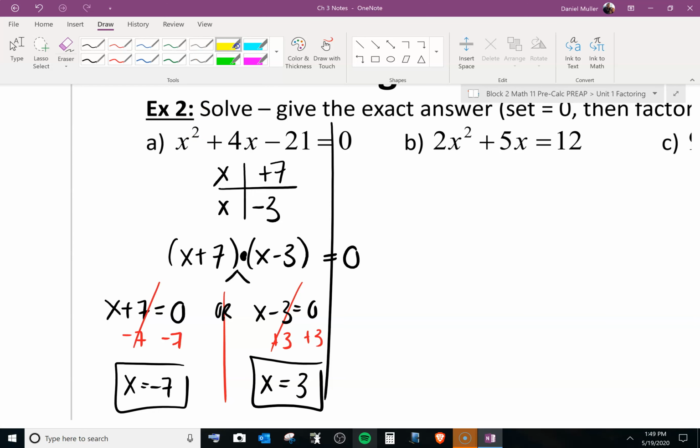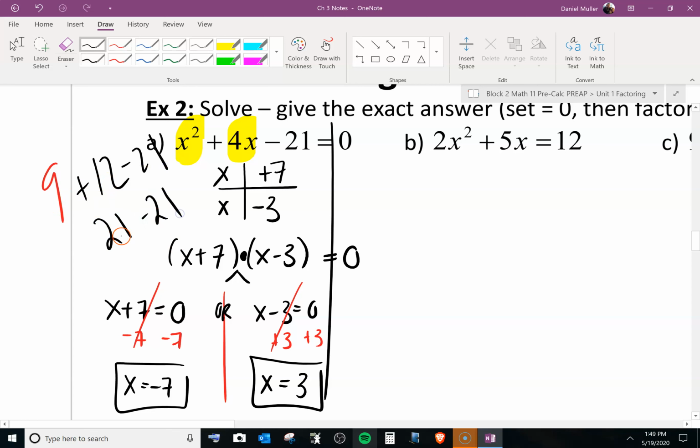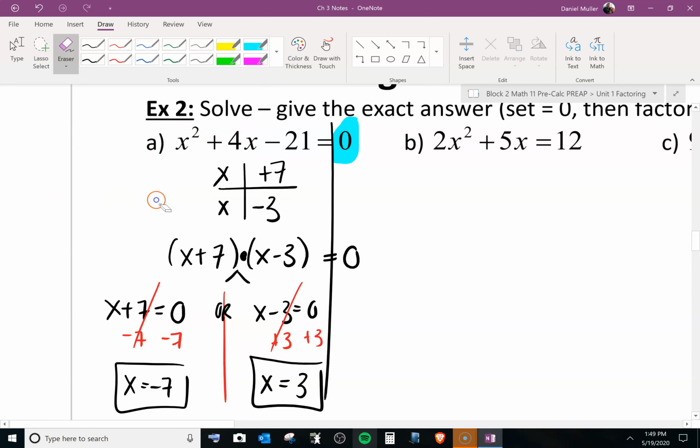So if you tried, and you don't have to do this, but if you put a 3 in here, 3 squared would get me 9. And if I put a 3 in here, that 3 times 4 would get me 12. And there's a minus 21. So 9 plus 12 is 21 minus 21. 21 minus 21 is 0. And sure enough, that makes my thing true. So apparently putting a 3 in there works.